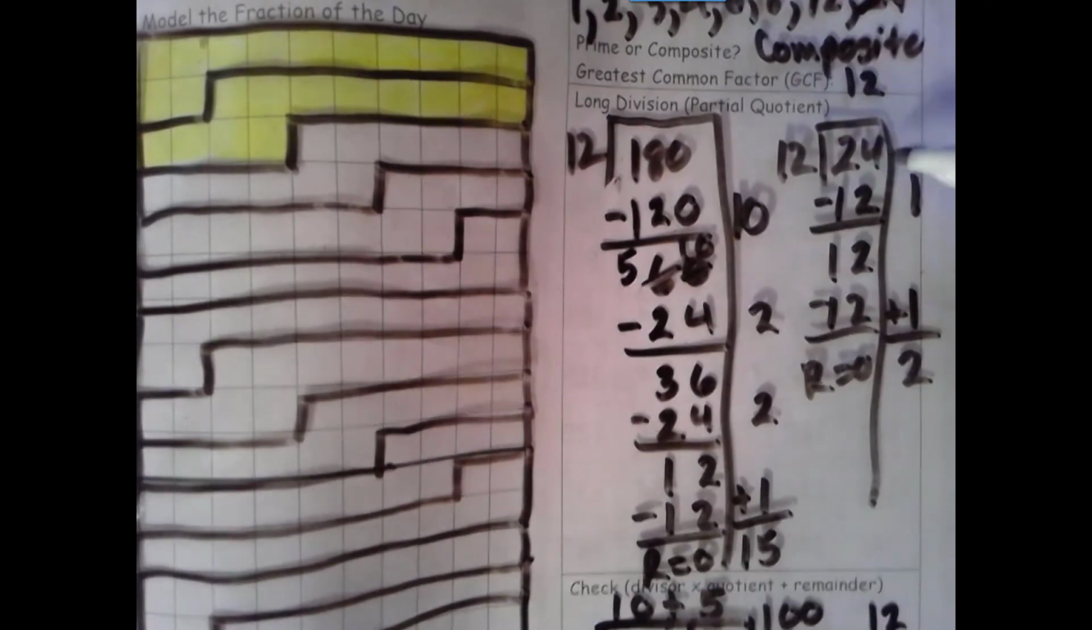2 times 2 is 4. 2 times 10 is 20. So 180 matches our dividend of 180. Check. 24 matches our dividend of 24. Check. So that means 2 is definitely our numerator and 15 is definitely our denominator.